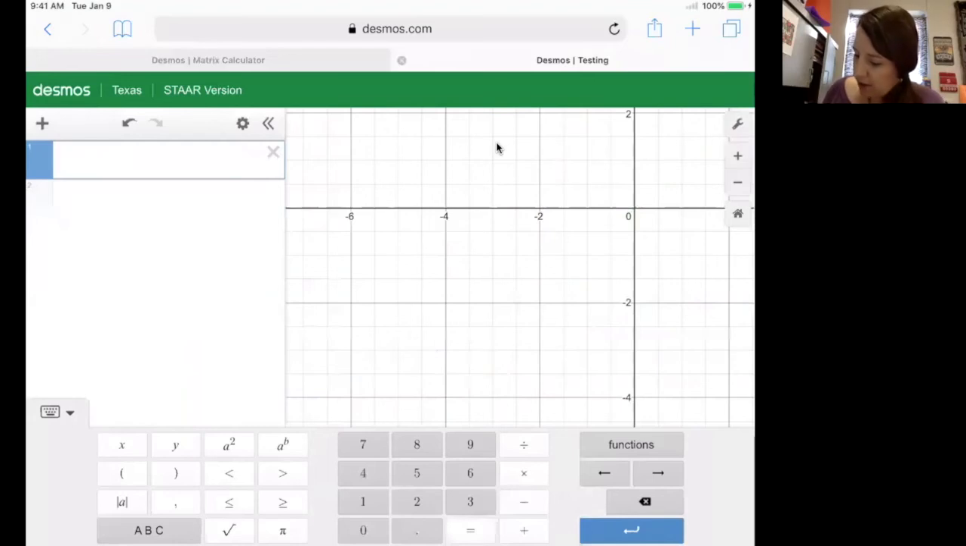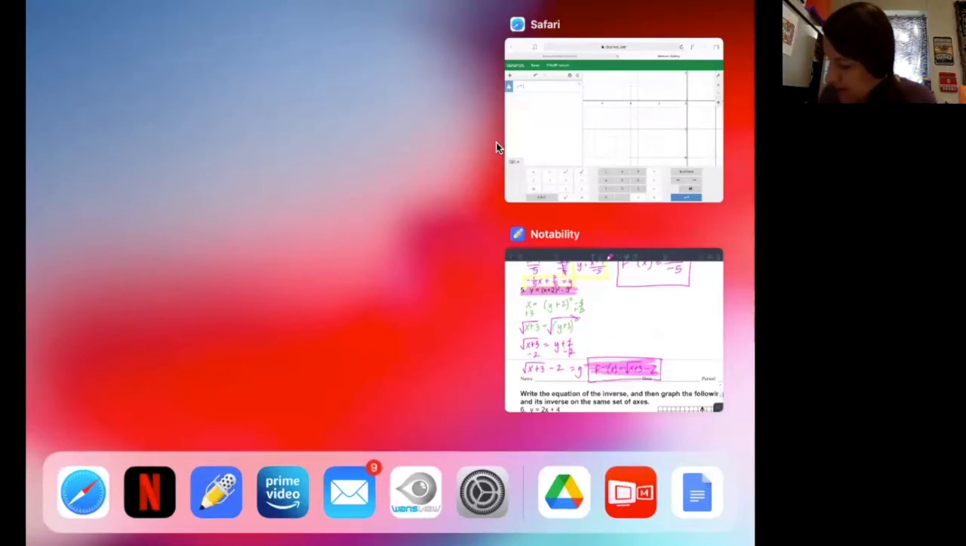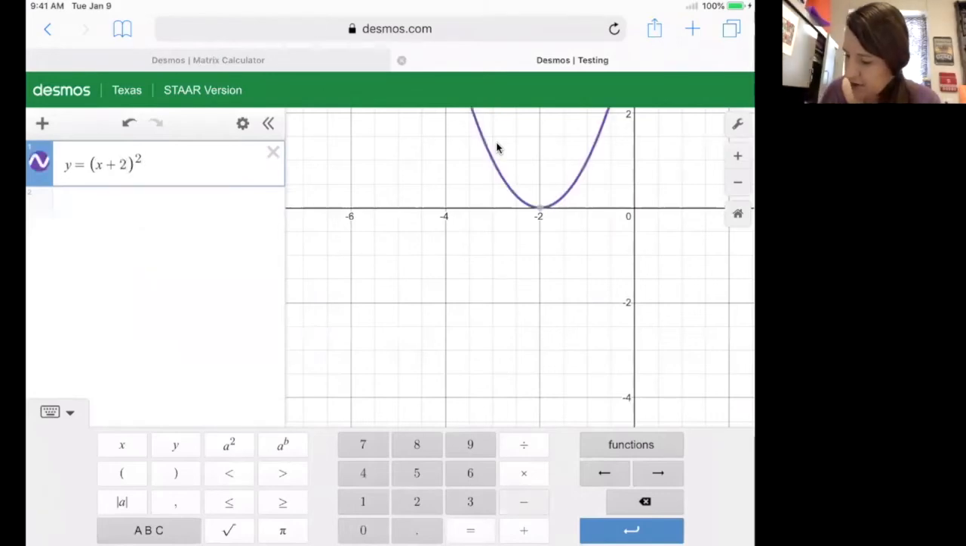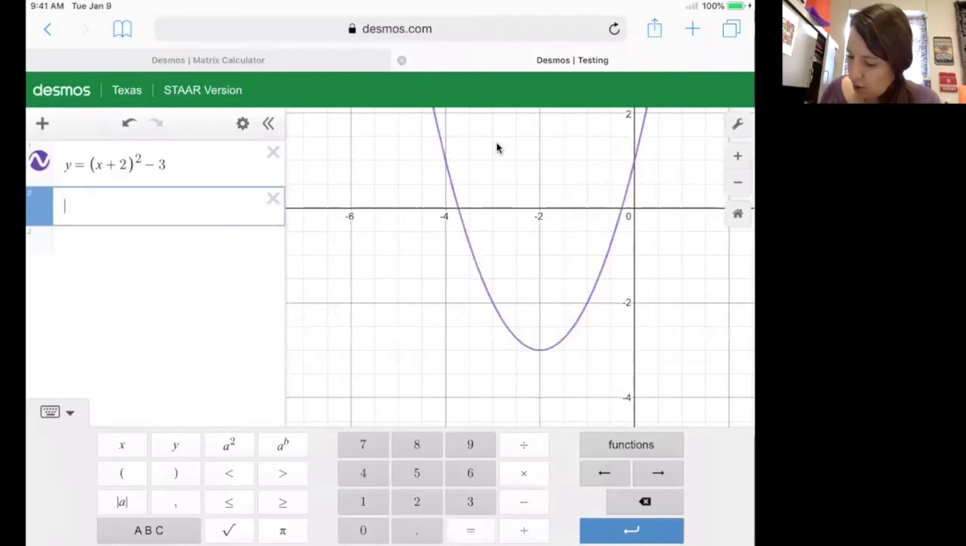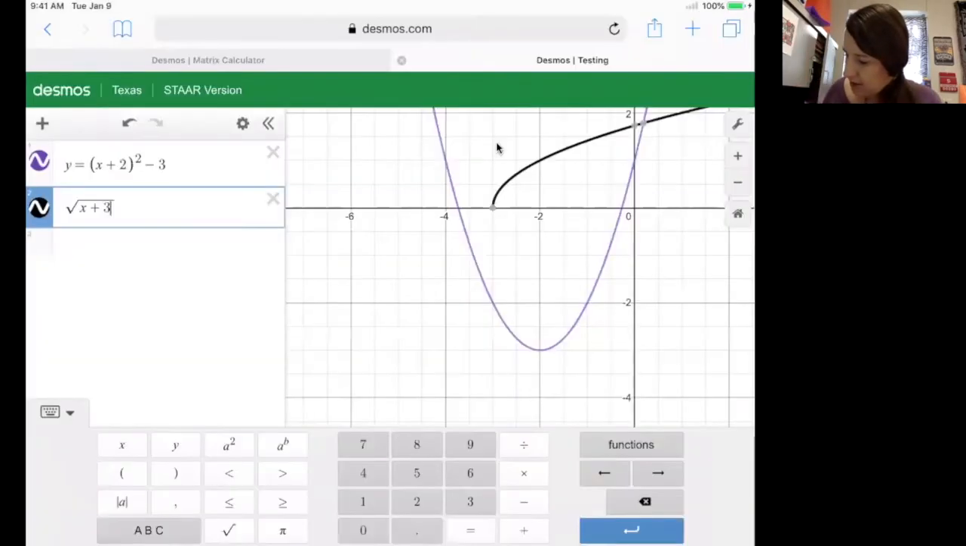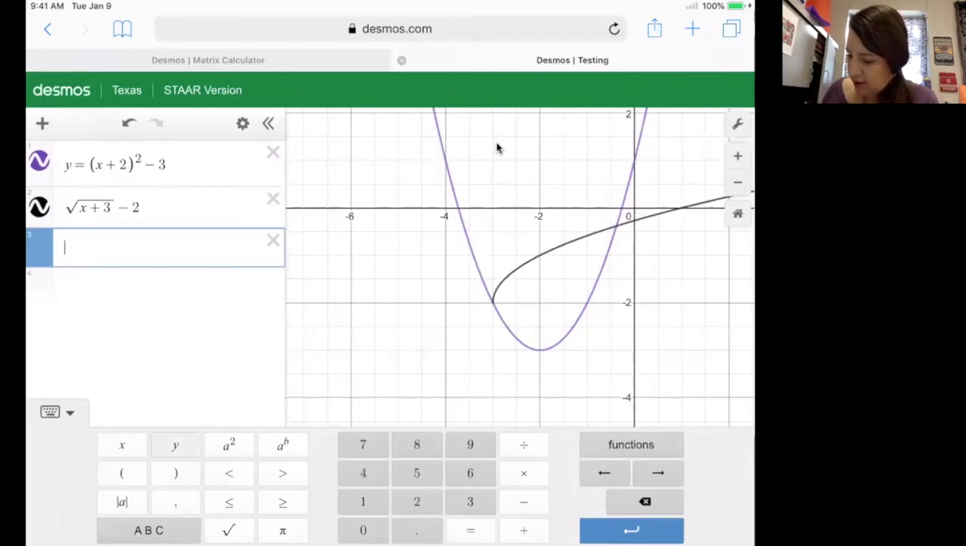Okay, so we're going to start with y equals, and my original was x plus 2 in parentheses, whoa, I missed my 2, squared, with a minus 3 on the outside. And then my inverse was the square root of x plus 3, I believe, with a minus 2 on the outside. Yep, the minus 2 on the outside. Okay, and then I'm going to graph the line y equals x so that we have that to look across.